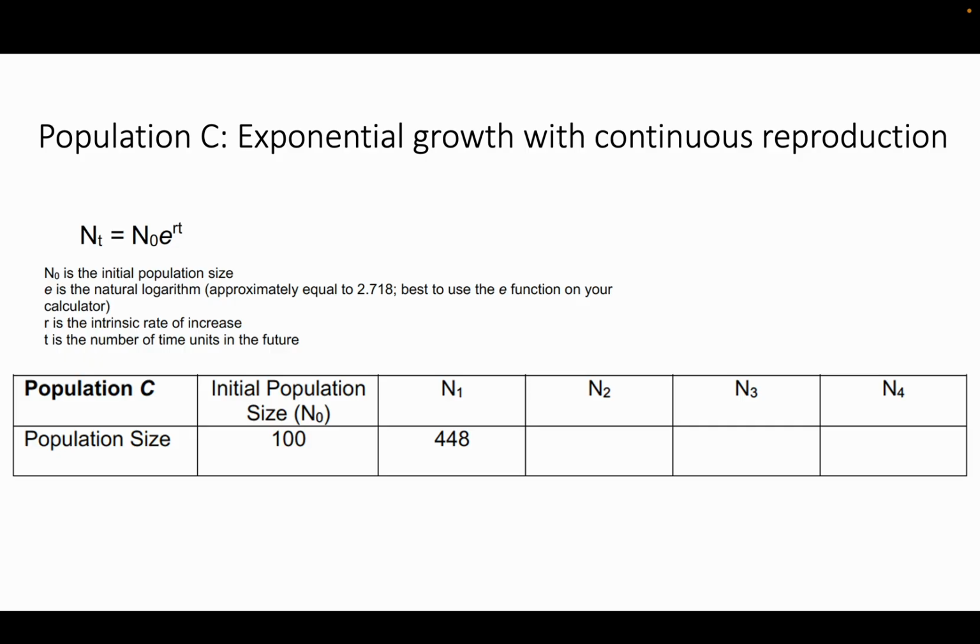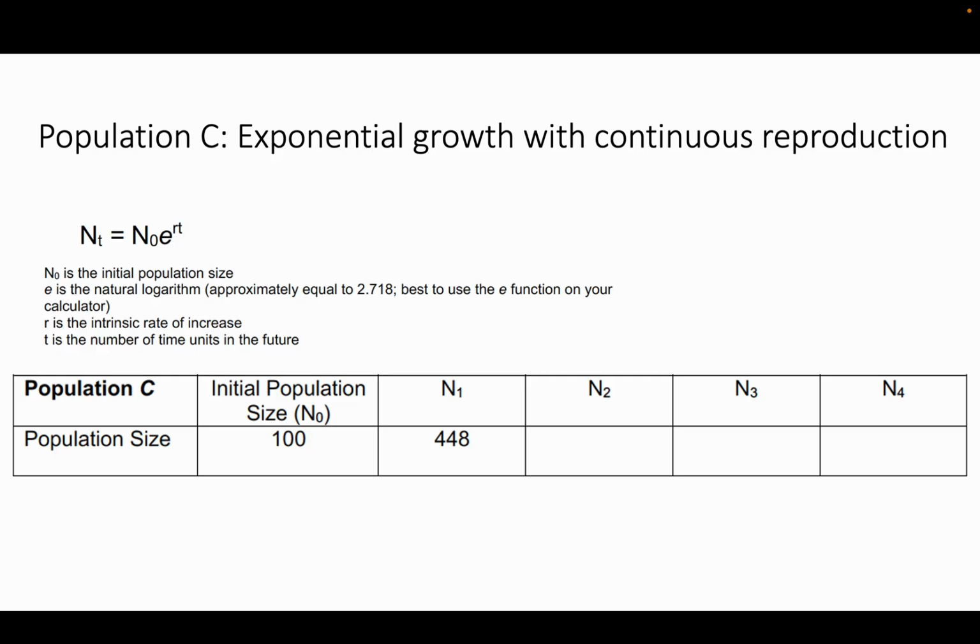So moving on to population C, this is going to be a population that is growing exponentially. There are some populations in the wild that have unlimited resources, where, as of right now, their population can just grow and grow and grow. And we're going to assume that they have continuous reproduction. They can give birth at any time during the year.